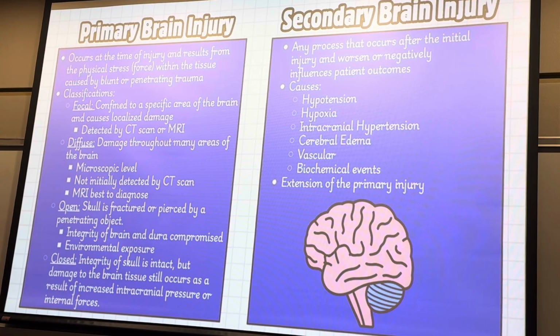Focal is really confined to a specific area of the brain, causing localized damage in that area. So if we look at our brain, it's going to do it tonight, I'm not sure. It's not.